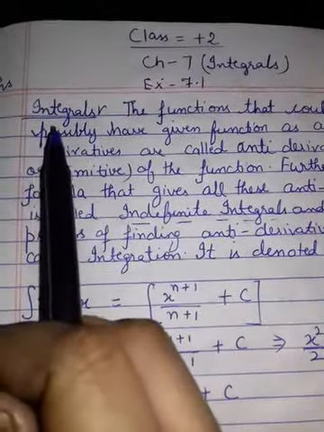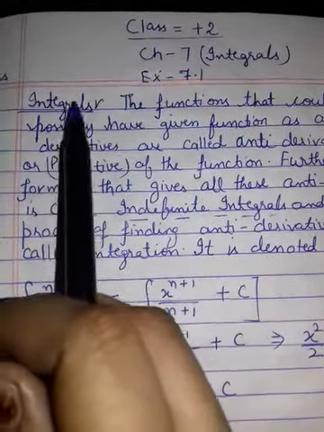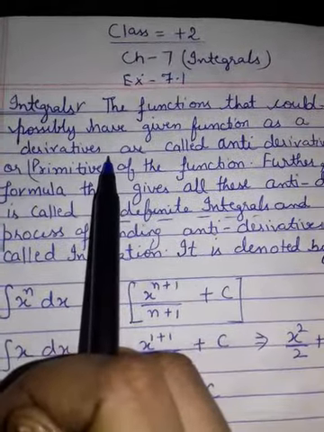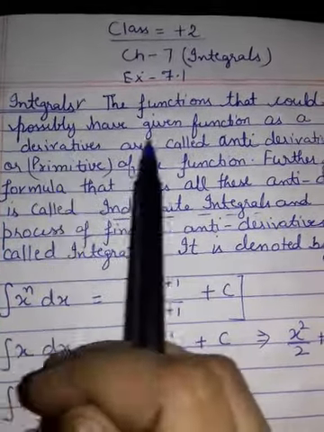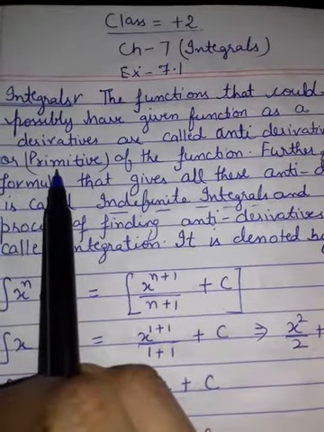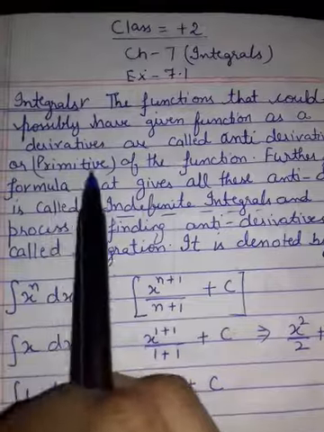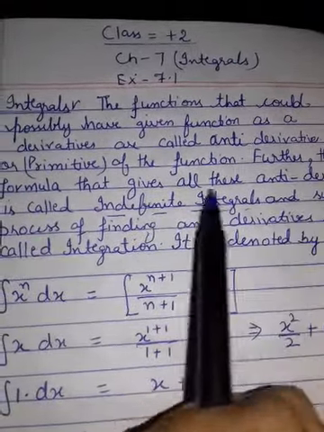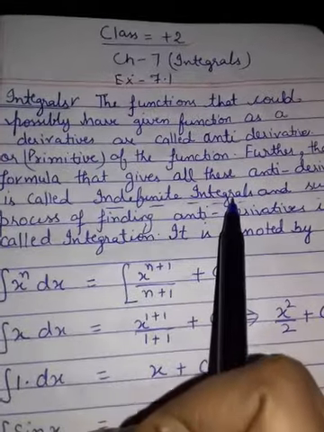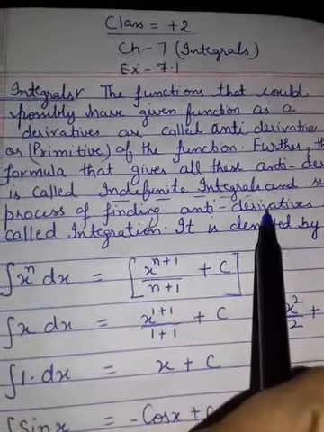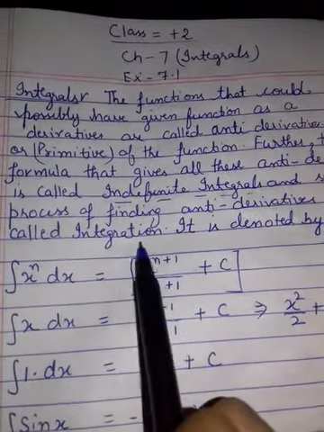Now I am telling what is here. Integral is the antiderivative of the given function. Derivative you know, now you have to find the antiderivative. This is known as primitive also. The formula that gives the antiderivative is known as the indefinite integral, and the process of finding the antiderivative is known as integration.